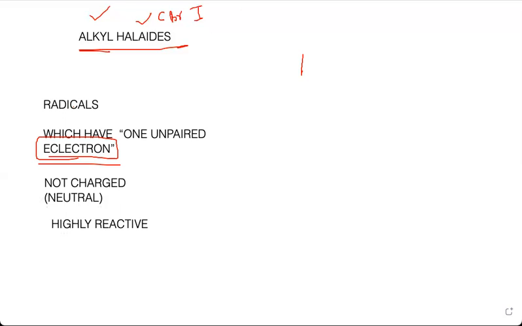Now let me give you an example. Let's say hydrogen. You know about the hydrogen? Hydrogen has only one electron in the valence shell, and there is no other electron inside the hydrogen atom which could be paired with this one. So you can see this is neutral. There is no charge on the hydrogen, and it has one unpaired electron, so it is highly reactive.